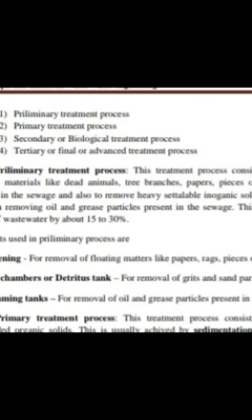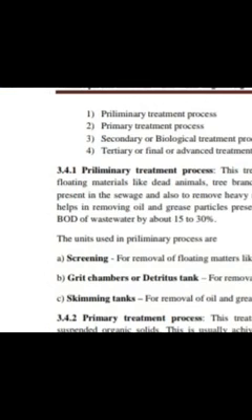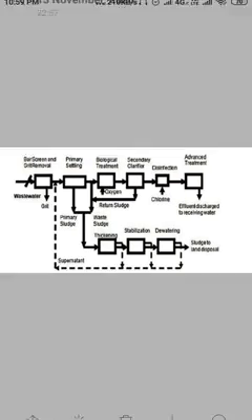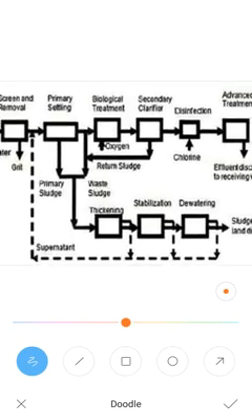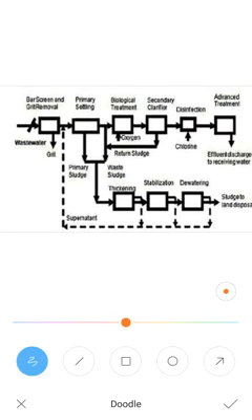In this four-stage classification of the treatment process, I will explain in detail with the flow diagram of the treatment plant. See, whatever I told: the preliminary, primary, secondary, and tertiary treatments.